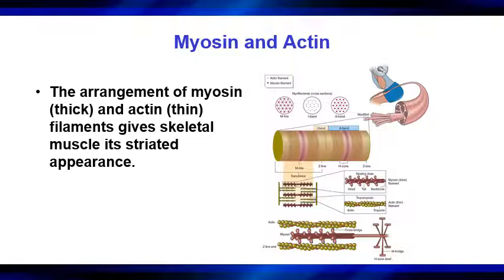The Z lines get pulled towards the center. Okay, so the Z lines that you see right here get pulled into the center. So the process of the sliding filament theory, which we're going to talk about next, basically creates that action of the actin sliding over the myosin and producing those structural changes in the muscle.